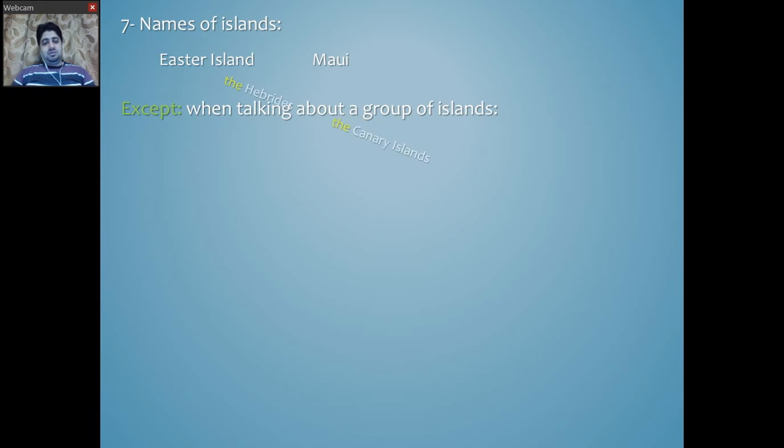Names of islands, also we don't use the. We say Easter Island or Maui. Maui is one island in Hawaii, except when we're talking about a group of islands. So in this case we use that. For example, the Hebrides or the Canary Islands, okay, a very famous group of islands.